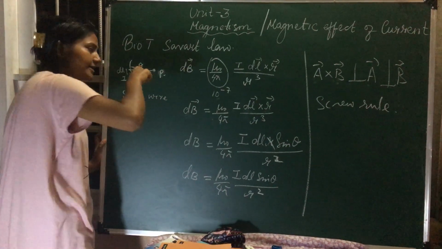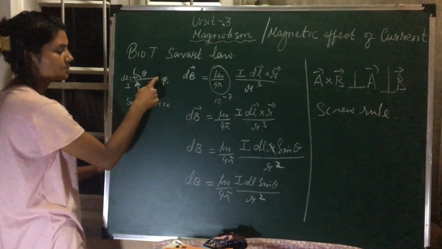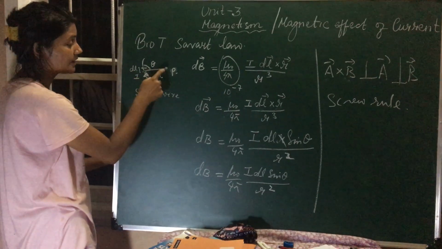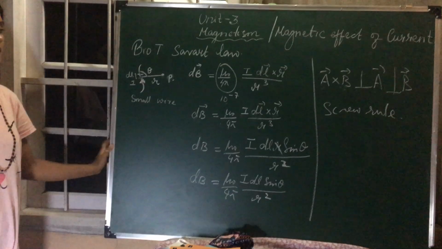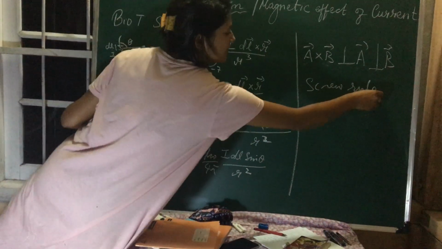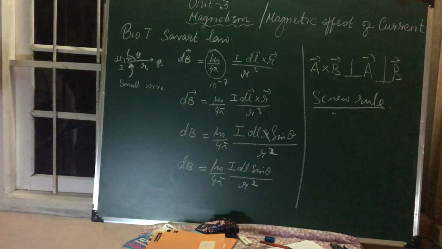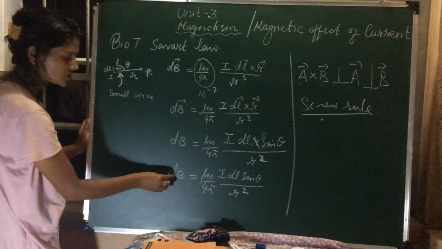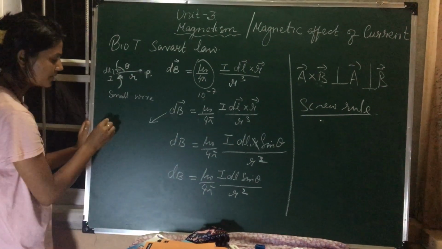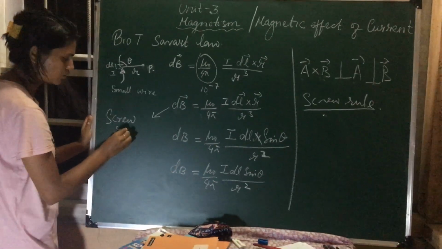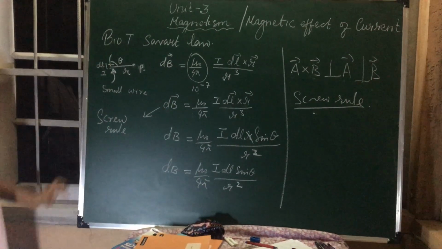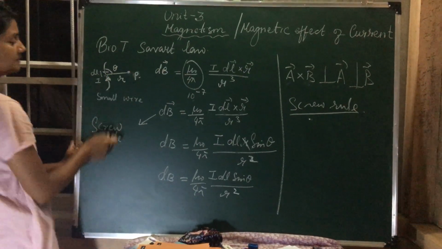So what is the direction of magnetic field at this point P? The direction of magnetic field is inward. So this is coming from the screw rule also. The direction of dB can be known from the screw rule.